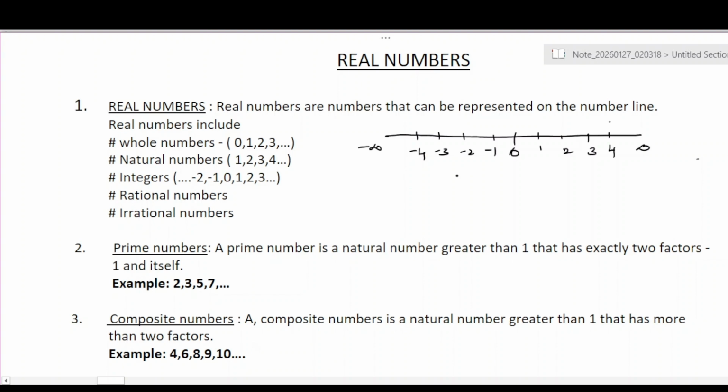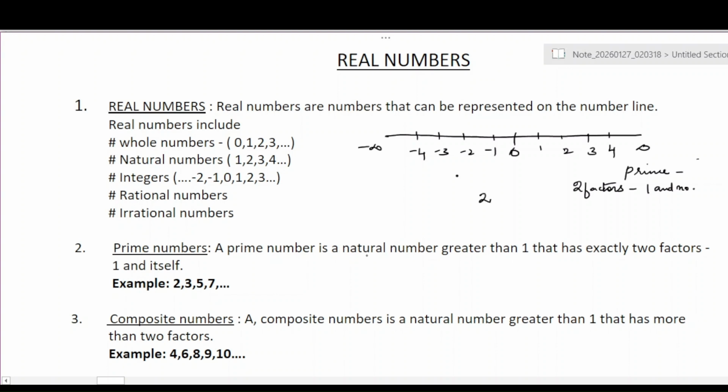Okay, this is the number line. These are called real numbers. Moving on to prime numbers. Prime numbers are numbers that have two factors, that is 1 and the number itself. Okay, so first we'll start with 2.